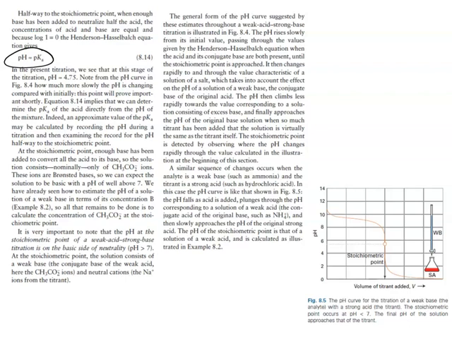A similar sequence of changes occurs when the analyte is a weak base, such as ammonia, and the titrant is a strong acid, such as hydrochloric acid. In this case, the pH curve is like that shown in figure 8.5 in the bottom corner. The pH falls as the acid is added, plunges through the pH corresponding to a solution of weak acid, and then slowly approaches the pH of the original strong acid. The pH at the stoichiometric point is that of the solution of weak acid and is calculated as illustrated in example 8.2.